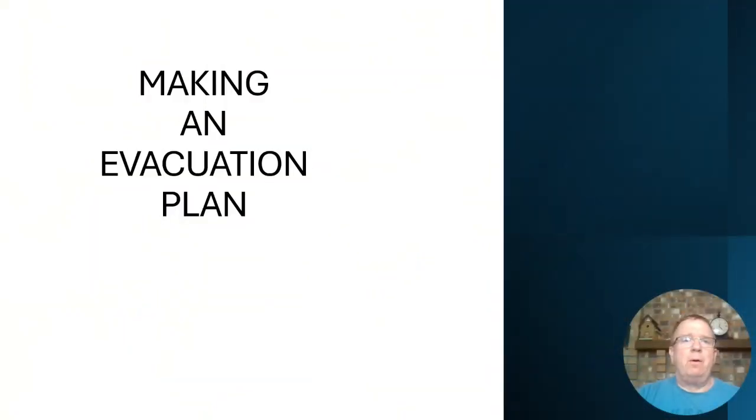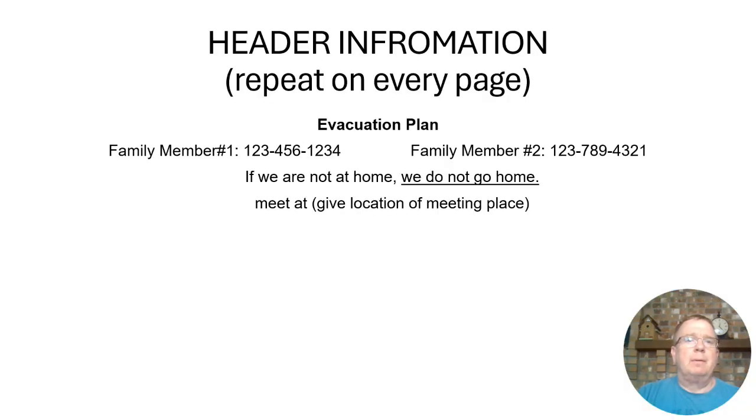Okay, now let me go over how we make our evacuation plan. Every page is basically set up the same way. On the very top, we label it evacuation plan, and then we have each family member. Some families, this is all up to you, if you have one or two or five, you can give everybody their own jobs. So when we use our names here, you just replace family member number one with the person's name, and then you put in their phone number.